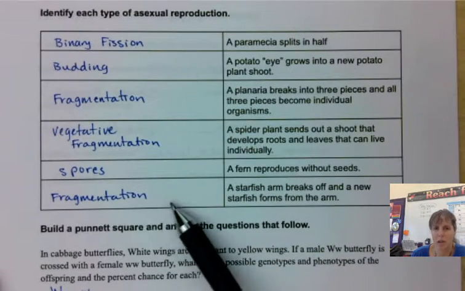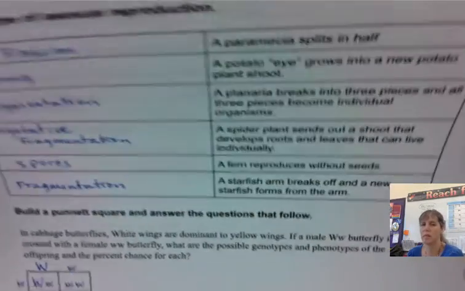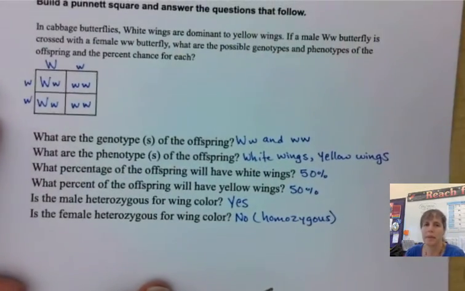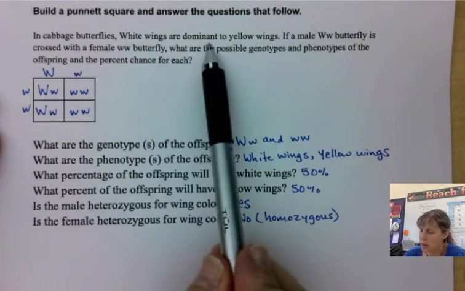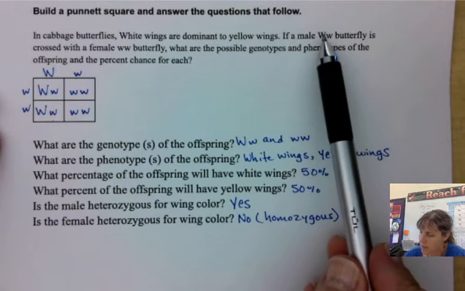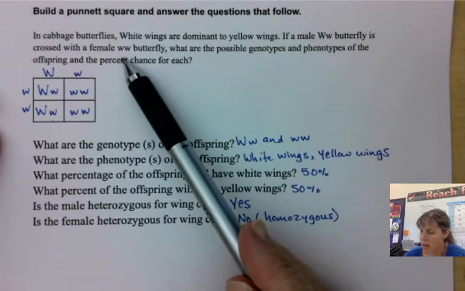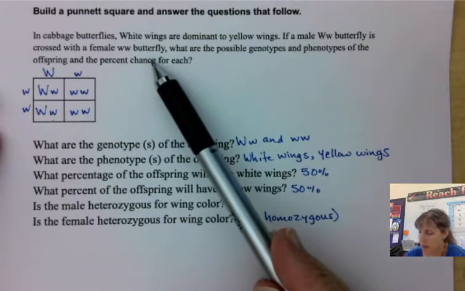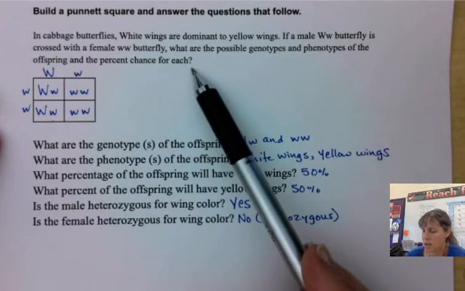A starfish arm breaks off and a new starfish forms from the arm. That's fragmentation. Hopefully you built a Punnett square and were able to answer the questions that are below. So we'll look at that piece together. In cabbage butterflies, white wings are dominant to yellow wings. If a male, capital W, lowercase w butterfly, is crossed with a female, both lowercase w butterfly, what are the possible genotypes and phenotypes of the offspring and the percent chance for each?